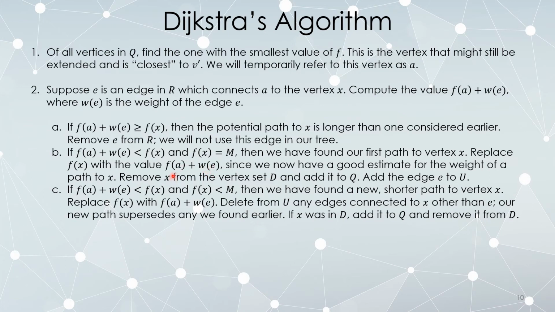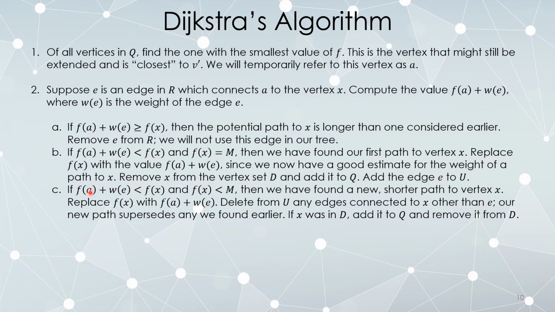So X is no longer distant, it's now questionable because we have added it, okay? We're also going to add that edge to our used set. So if we find the first path to a vertex X, take that edge and add it in, and add that vertex X as well. This is now a questionable vertex. This is now a used edge.